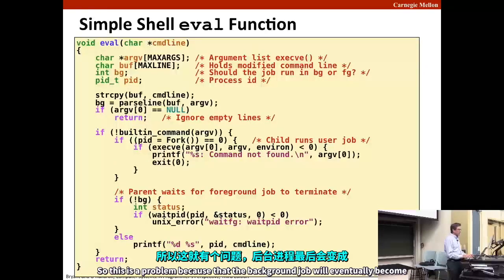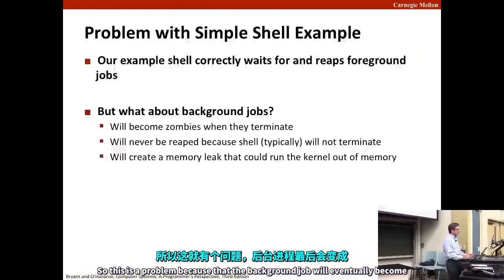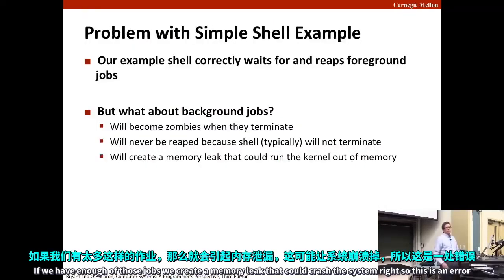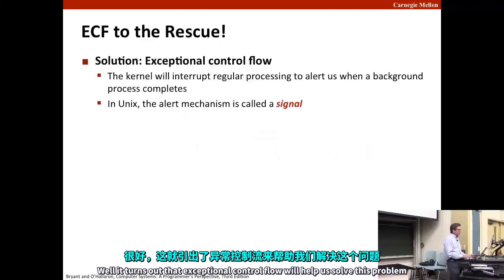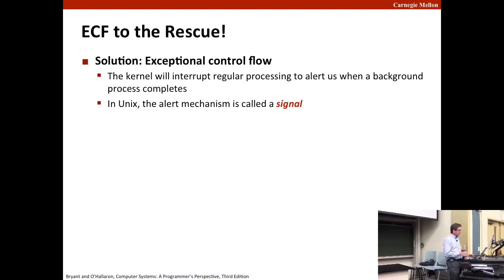So this is a problem because if we have enough of those jobs, we create a memory leak that could crash the system, right? So this is an error. So what are we going to do about this? Well, it turns out that exceptional control flow will help us solve this problem.